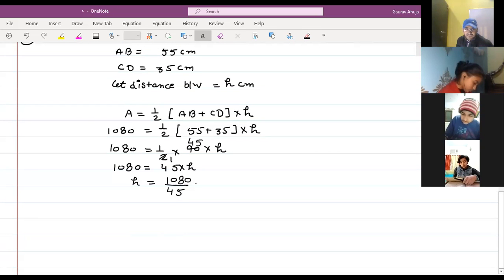Now 1080 upon 45 will divide, we will get 24. So we got 24 centimeter. It means the perpendicular distance between these two parallel lines is 24 centimeter.